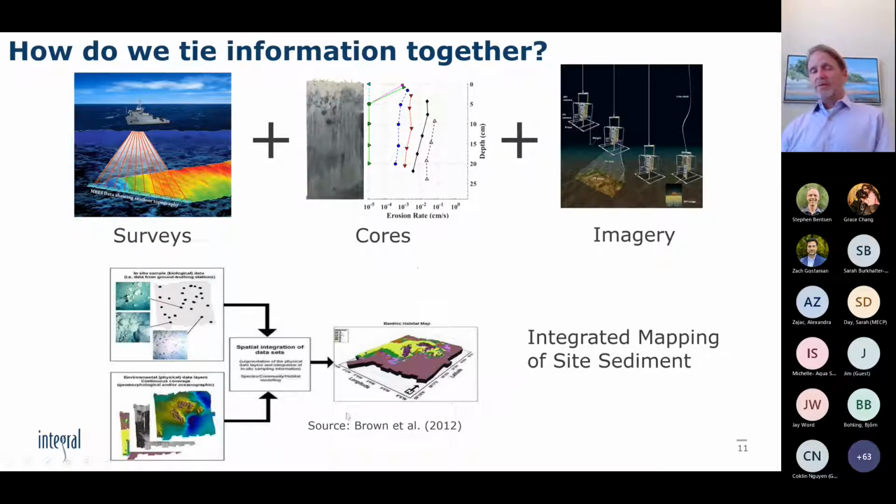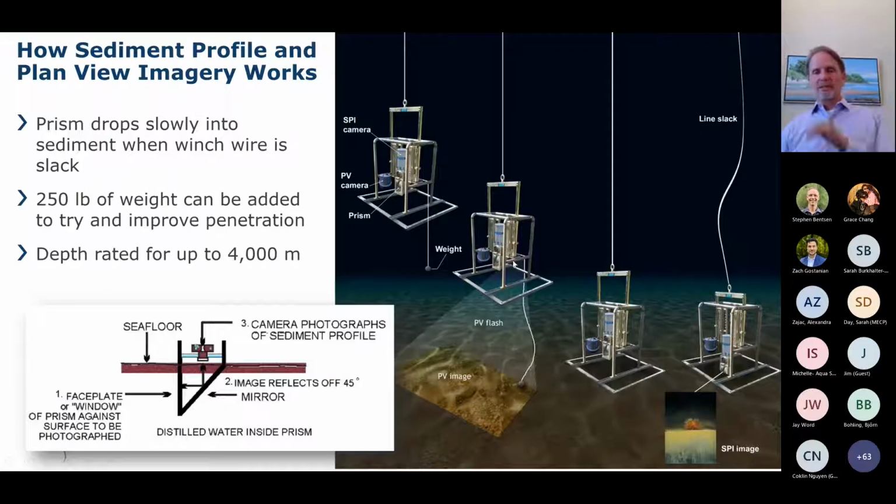And as a note, many of these survey techniques are getting much more cost-effective over time. And by blending with cost-effective imagery, we can start to really develop a good picture so we know where to go collect our cores that may be more intensive. So, SPY camera, sediment profile imagery, and plan view imagery. How does it work? Some of you may be familiar with it.